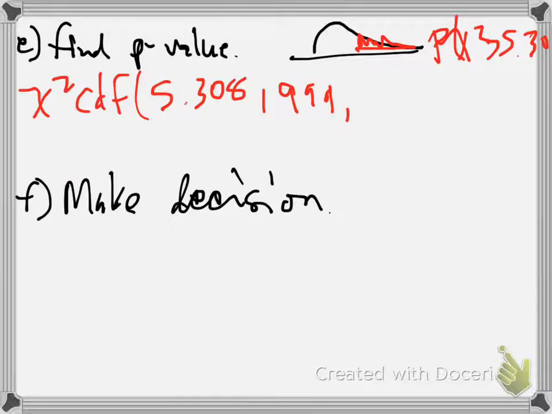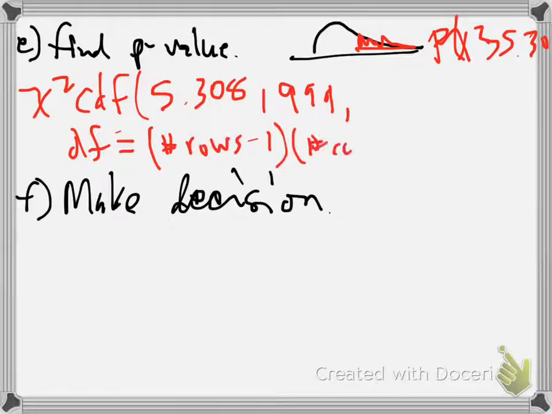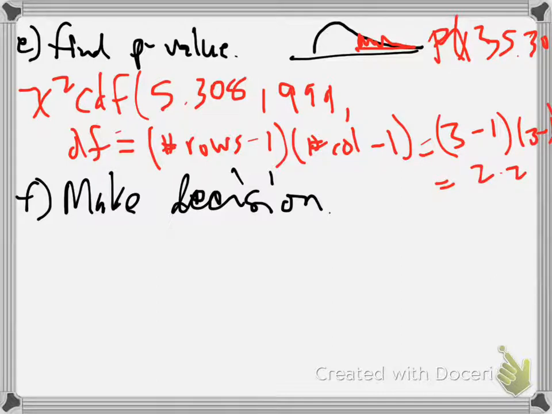Now, how many degrees of freedom? If you remember, see if you can figure it out. It's the number of rows minus 1 times the number of columns minus 1. There are 3 rows, there are 3 columns. So it's going to be 3 minus 1 times 3 minus 1. We have 4 degrees of freedom.